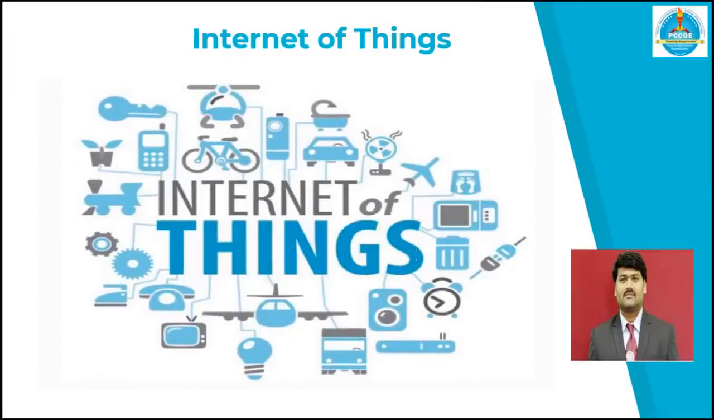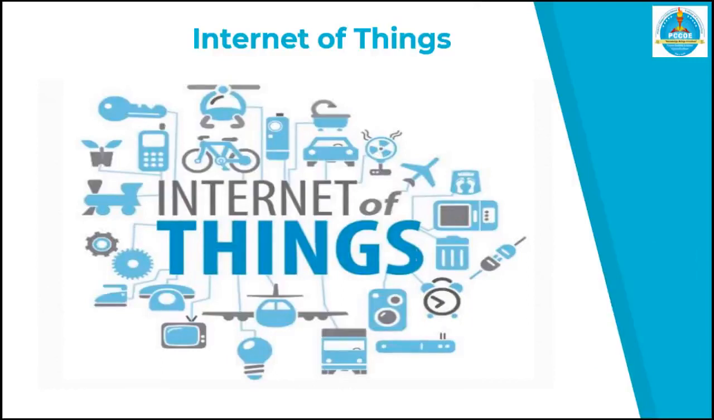What is meant by Internet of Things? If you're observing this particular figure, a variety of devices are connected directly to the backbone network, the internet. Internet is nothing but an abbreviated form of internetworking. And with the help of the internet, the devices can share information from one location to another location.